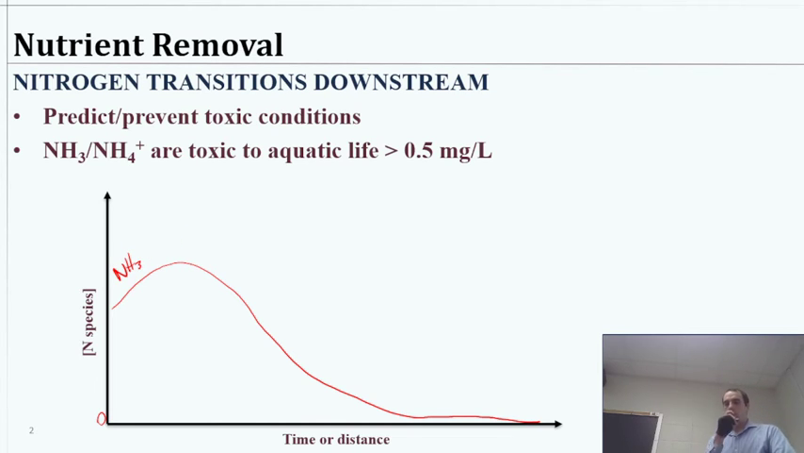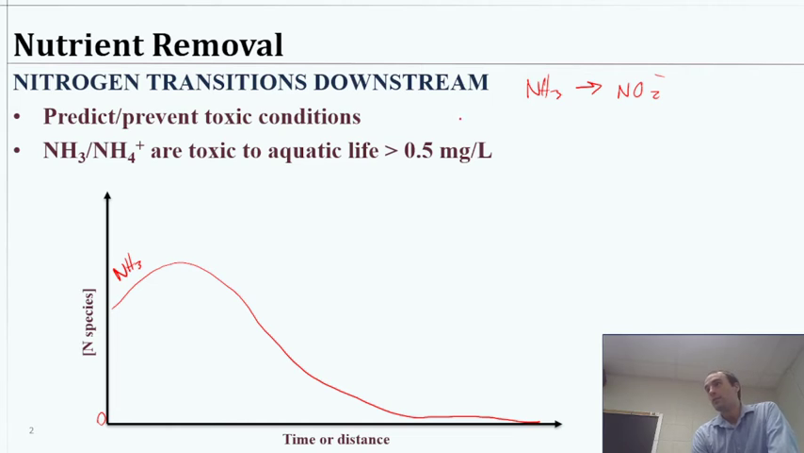So maybe you don't have a whole lot of ammonia, but it keeps being excreted. So it might not be the worst of problems. But then ammonia is going to be converted to nitrite.